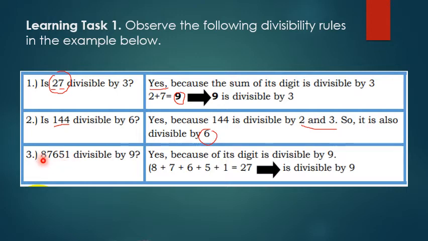Ano ba yung mga digits nito? 8 plus 7 plus 6 plus 5 plus 1. So, 8 plus 7 is 15, plus 6 is 21, plus 5 is 26, plus 1 is 27. At kung mag-skip counting tayo by 9, madadaanan natin yung 27, di ba? 9, 18, 27, 36. Nandun po yung 27. So, siya po ay divisible by 9.